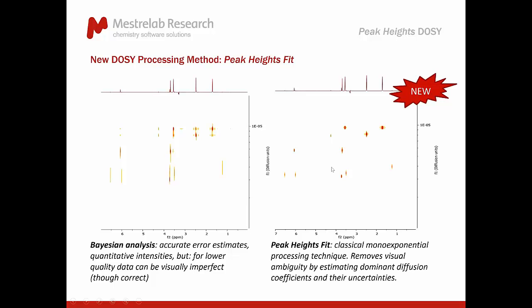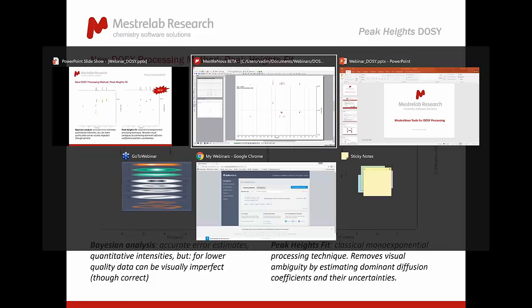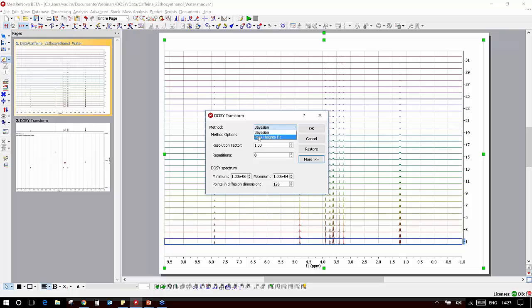It can create slightly nicer pictures by showing just dominant diffusion coefficients, but in most situations it could be the same. Let's again quickly switch to MestReNova and go to the DOSY Transform, and switch to peak height. Again, I will explain the new parameters in just a second. Let's do the transformation, and let's flick between the two methods.